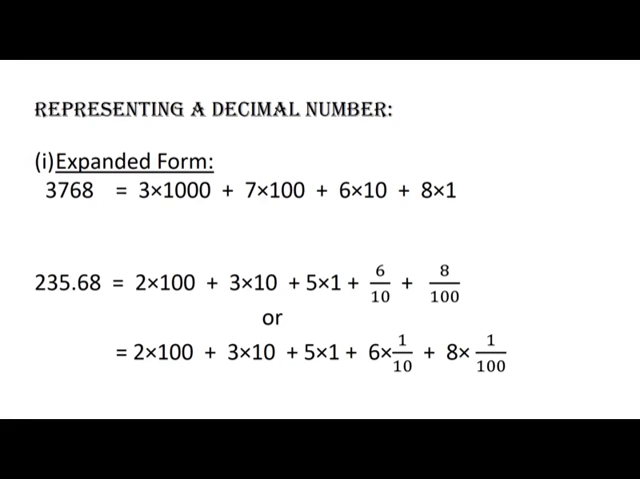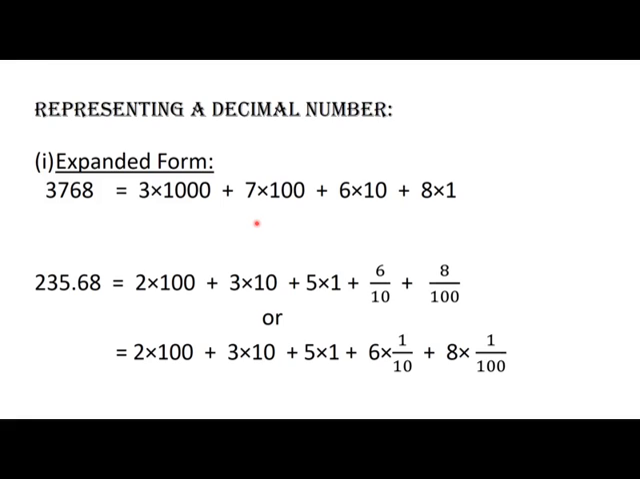So now, representing a decimal number in the expanded form, usual form, expanded form. This one is an ordinary number, 3768. First we will expand this, then we will move on to the decimal number. So 3 is in thousands place, so 3 into 1000 plus 7 is in hundreds place, so 7 into 100 plus 6 is in tens place, so 6 into 10 plus 8 is in ones place, so 8 into 1. This is the expanded form of a normal number.